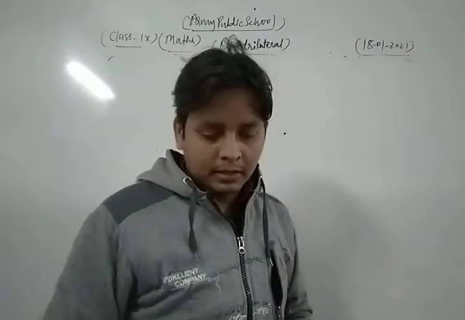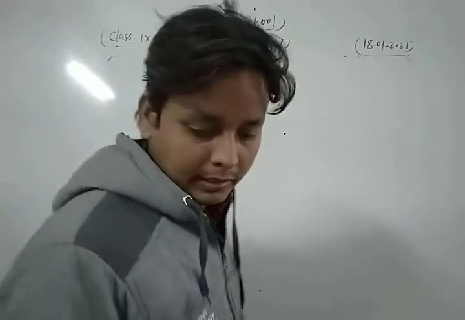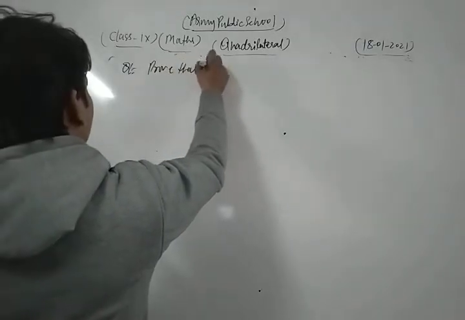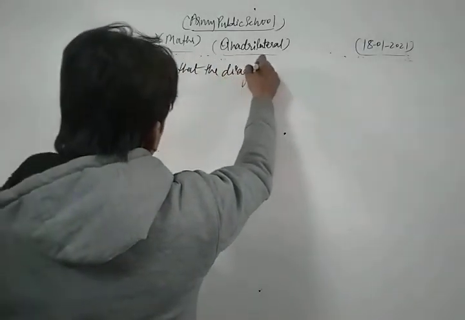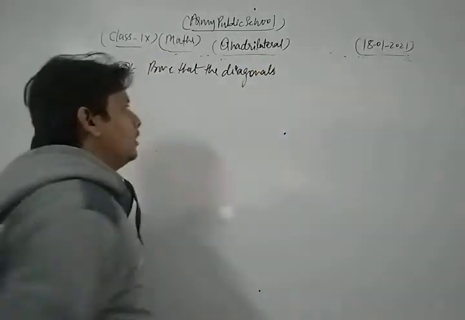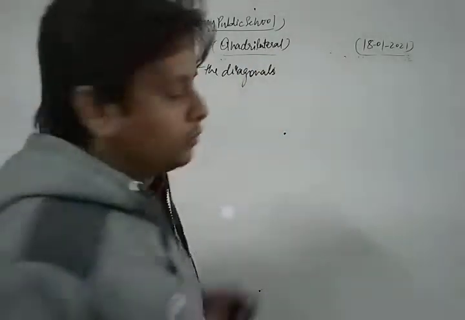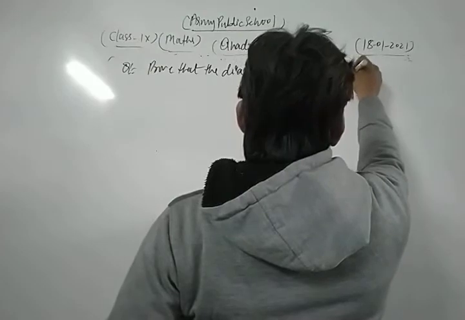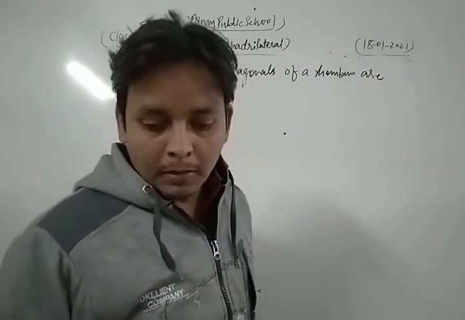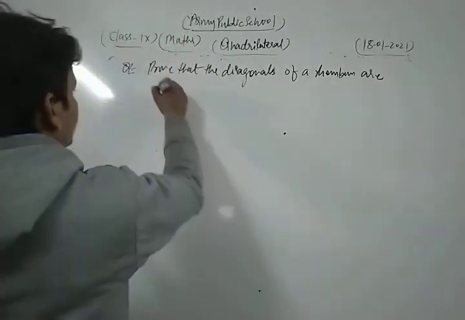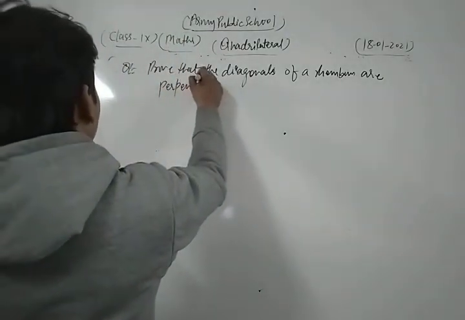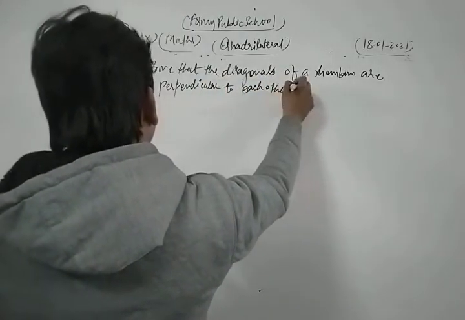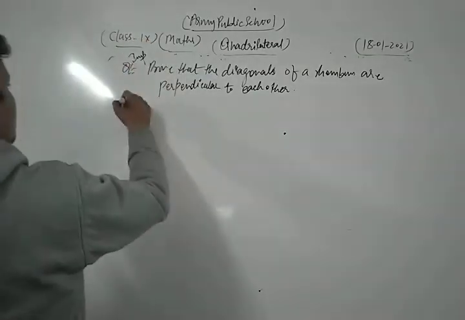Now dear friends, we take and solve a question. Let's see. Your question is: prove that the diagonals of a rhombus are perpendicular to each other. This is a very important question of your syllabus.